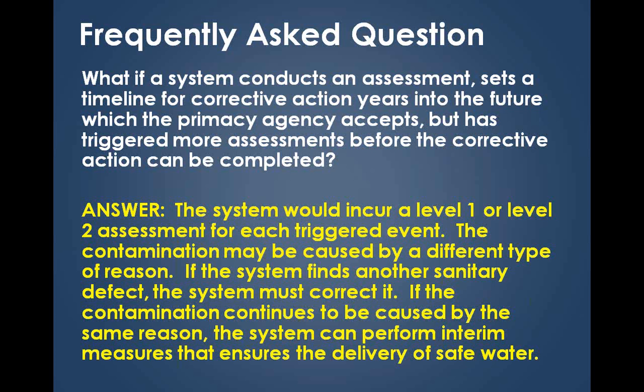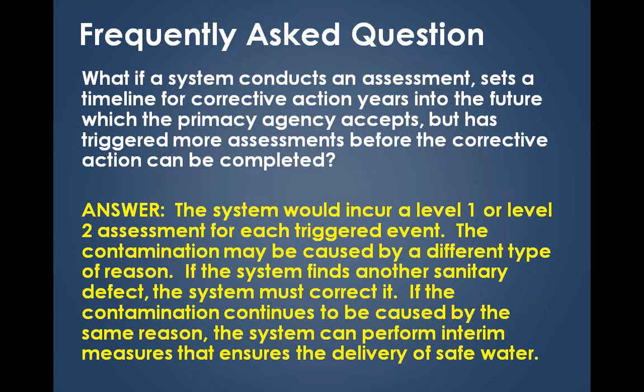The system would incur a level 1 or a level 2 assessment for each triggered event. The contamination may be caused by a different type of reason. So if the system finds another sanitary defect, the system must correct it. If the contamination continues to be caused by the same reason, the system can perform interim measures that ensure the delivery of safe water.